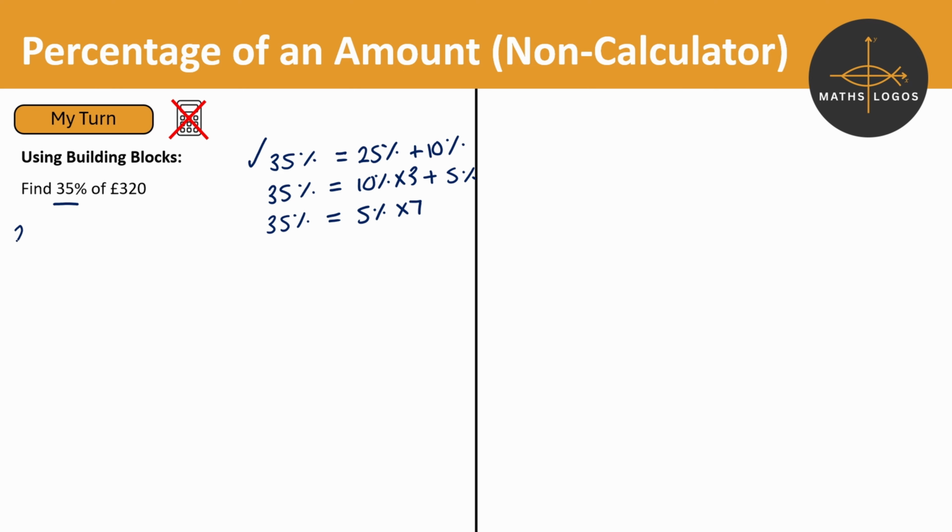So let's start off by finding 25%. And we can say 25% is equal to £320 divided by 4.